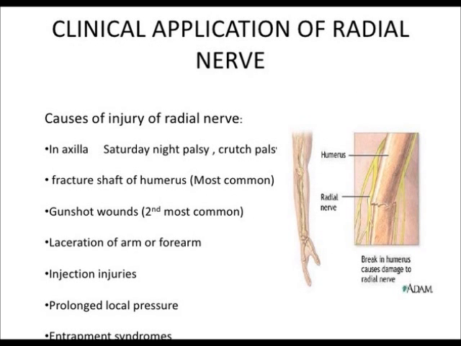Clinical application of radial nerve. Causes of injury of radial nerve: in the axilla, Saturday night palsy versus crutch palsy. Fractures of the shaft of the humerus are most common. Lesions of the arm or forearm. Laceration of arm or forearm. Injection injuries. Prolonged local pressure. Entrapment syndromes.